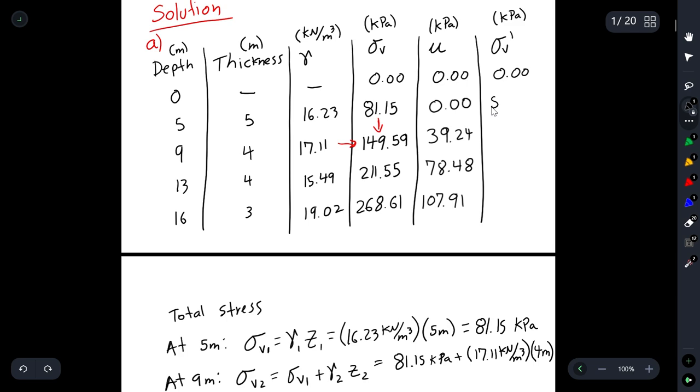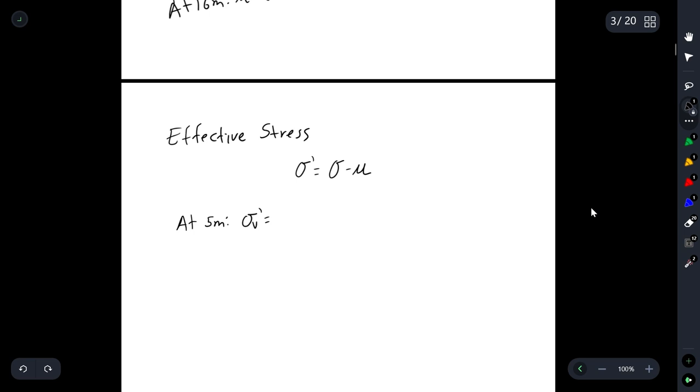So we come down, I'm just gonna write it down for you here. So we have 81.15 kPa minus 0.00 kPa. I'm just using two decimal points here for consistency. So we have 81.15 kPa.